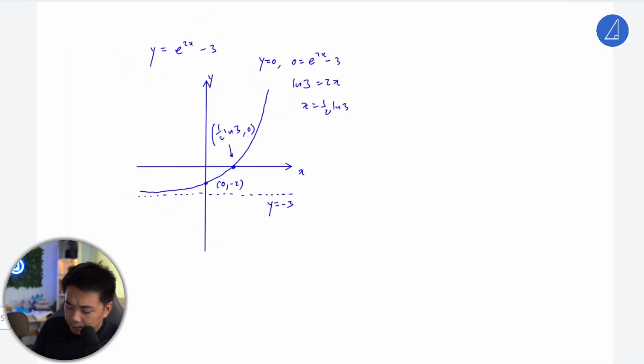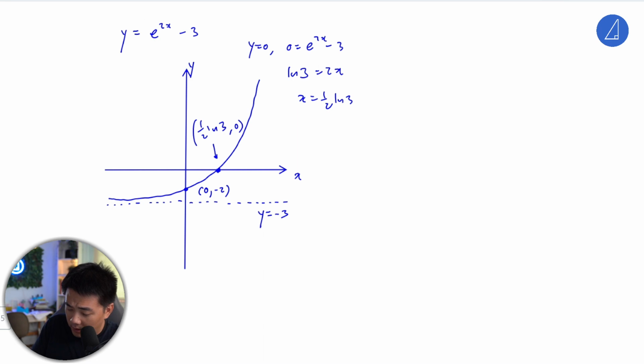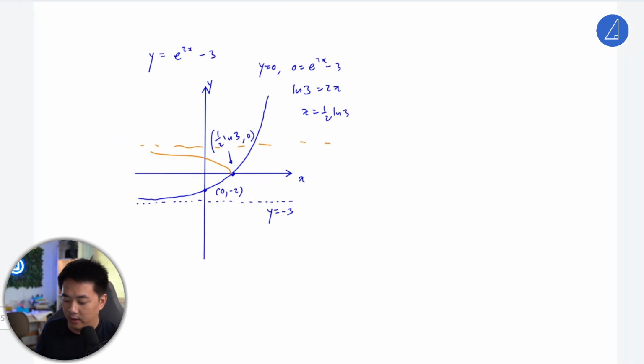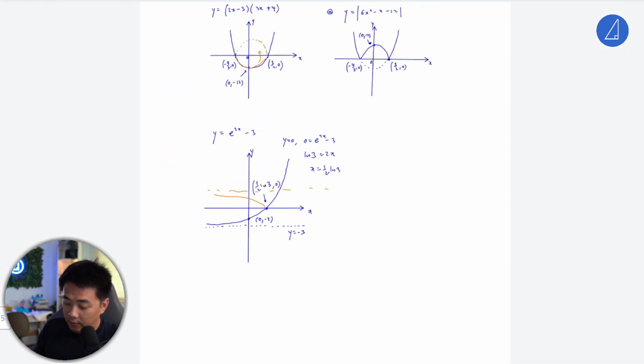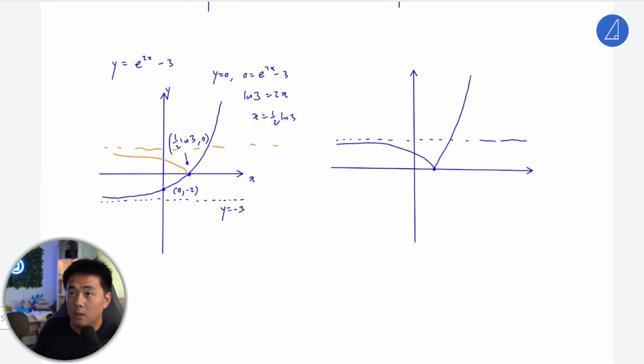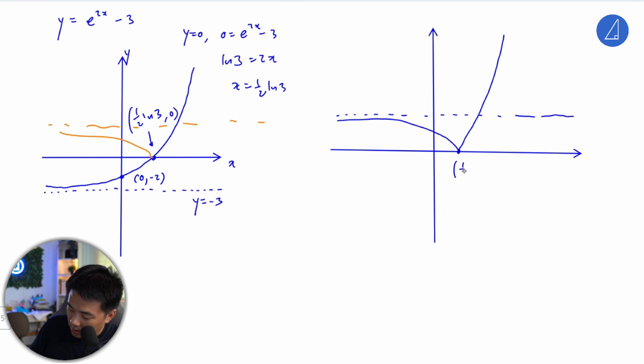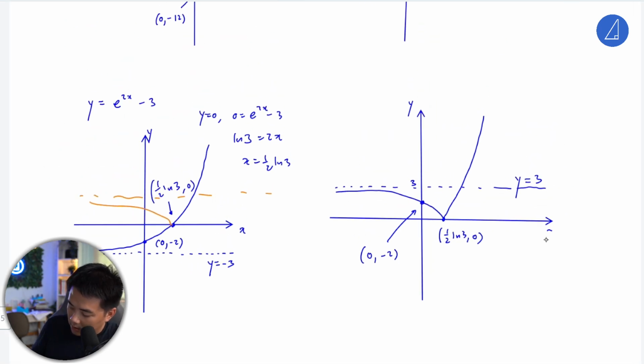So if you were to mod it, this guy will flip upwards. It will go here. This negative region will just flip about the x-axis, because you will never touch the negative value. You will just come over here. Then that's your graph. So if I were to sketch this graph, it will look something like that. This will be (half ln 3, 0). This will be (0, 2), and the asymptote is y equals 3, because negative 3 comes out as 3. So this is the graph you're looking at, y equals mod of e^(2x) minus 3.